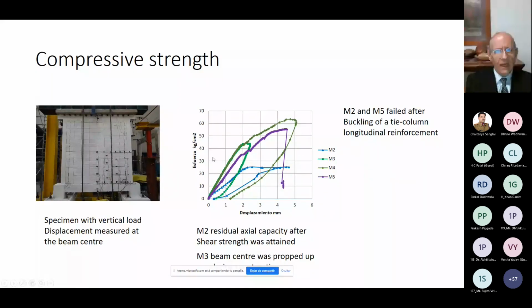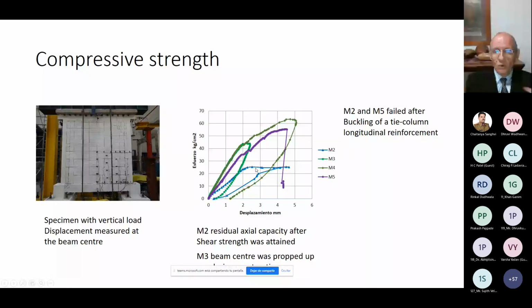And these are axial components. This is the displacement at the center of the beam, and this is the axial stress. And these are the different specimens. The blue one, this one, is actually the remaining axial capacity of the wall, because this wall had been tested first with lateral forces and failed by lateral forces. So this value is very interesting because it's the residual axial capacity of the wall after failing by shear.